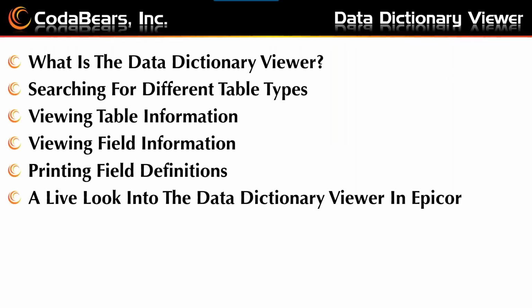The data dictionary is a handy reference tool available for your use to review table and field information. I plan to go through each of these topics. What is the data dictionary viewer? Searching for different table types. Viewing table information, viewing field information, printing field definitions, and then having a live look into the data dictionary viewer in Epicor at the end.